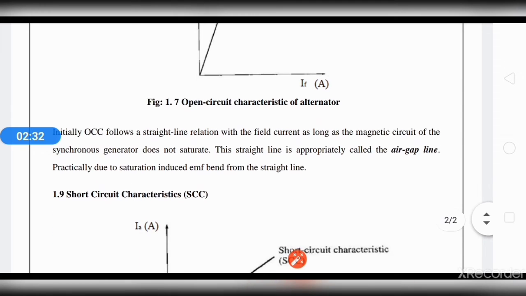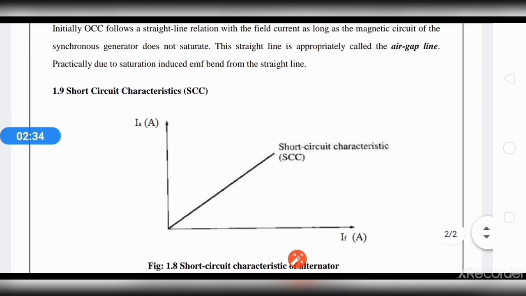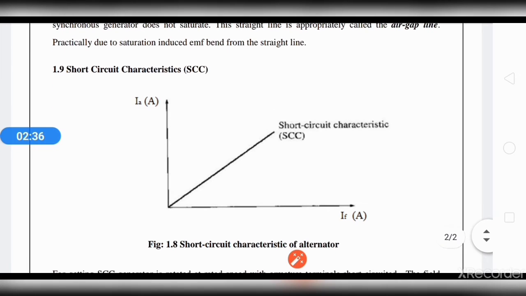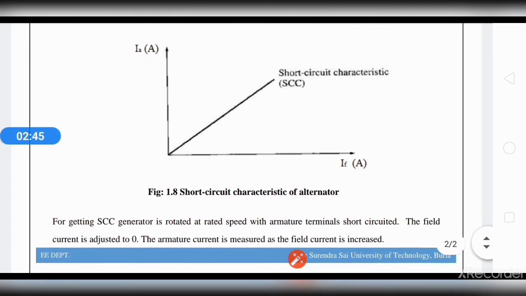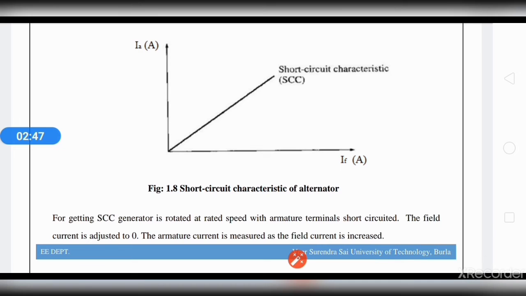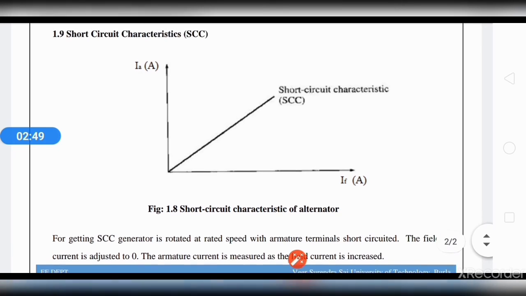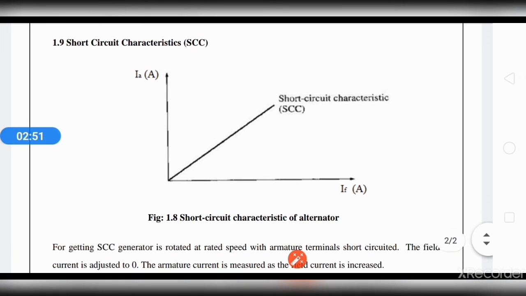The second thing we are discussing here is the short circuit characteristic. The short circuit characteristic is drawn between the armature current and the field current. It is a linear relationship drawn between the armature current and the field current.